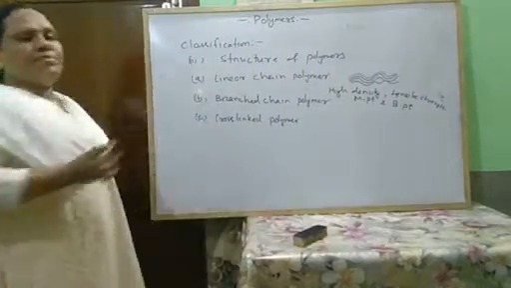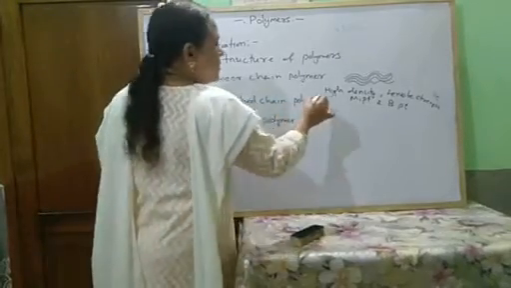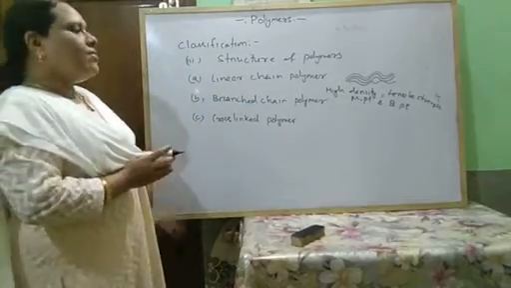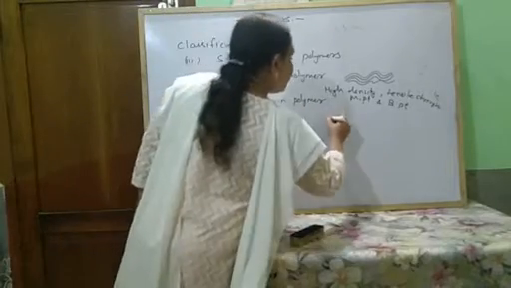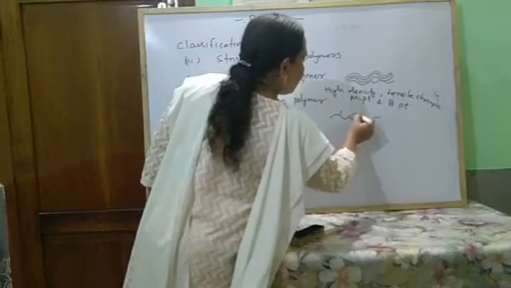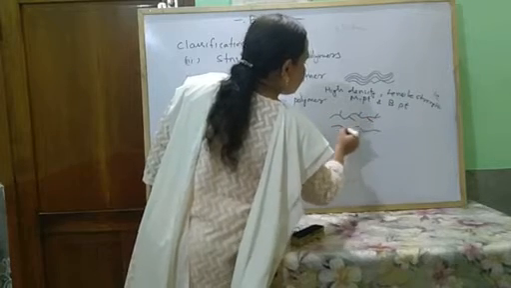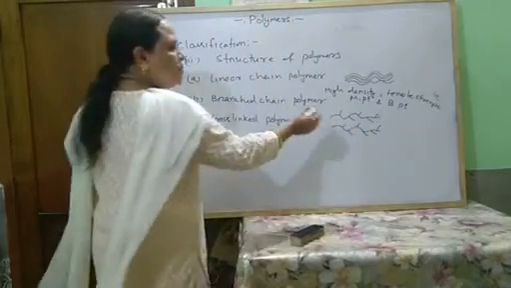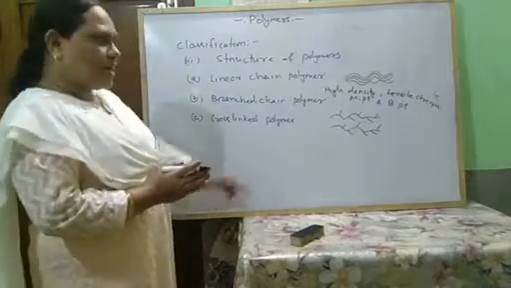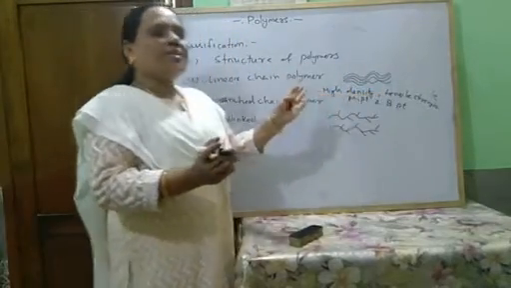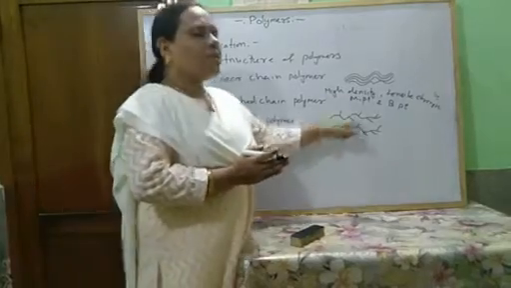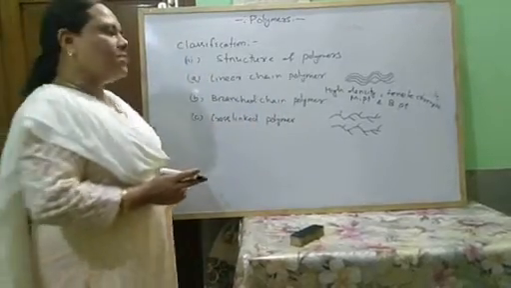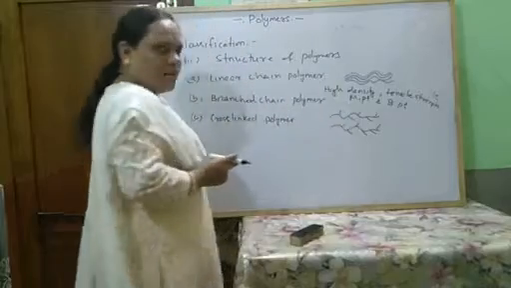Okay, then branched chain polymers. So these are long chain polymers having some linear chain and with some branching. Due to this type of branching, these are not closely packed, whereas linear chains are closely packed. In this way, they have low density, low tensile strength, low melting point and low boiling point.